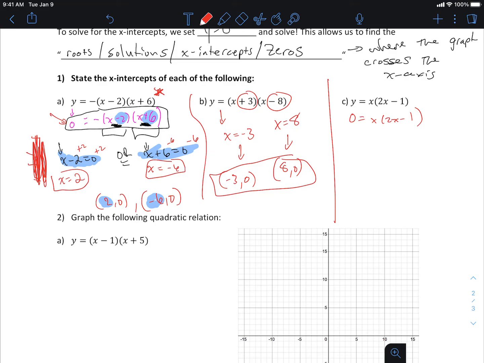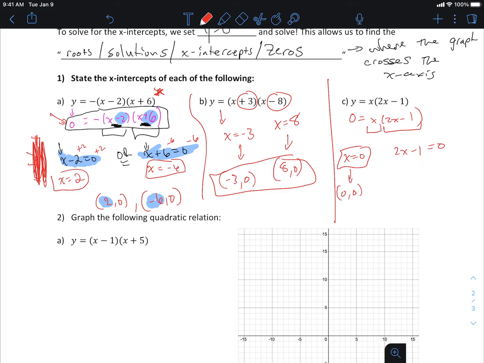But if I solved it, well, here's one piece, here's another piece. Set both of those pieces equal to 0. x equals 0, and 2x - 1 equals 0. Well, it looks like there's one already. It told you that one just fell out: 0, 0 is the point there. This one's a little bit harder, because it's not just opposite. You have to solve for x here.